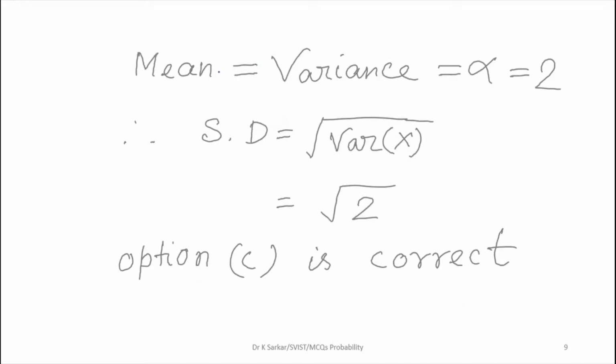Now we know that mean and variance are the same for Poisson distribution, and that is alpha, and here it is 2. And standard deviation is square root of variance of x. So standard deviation is root 2.